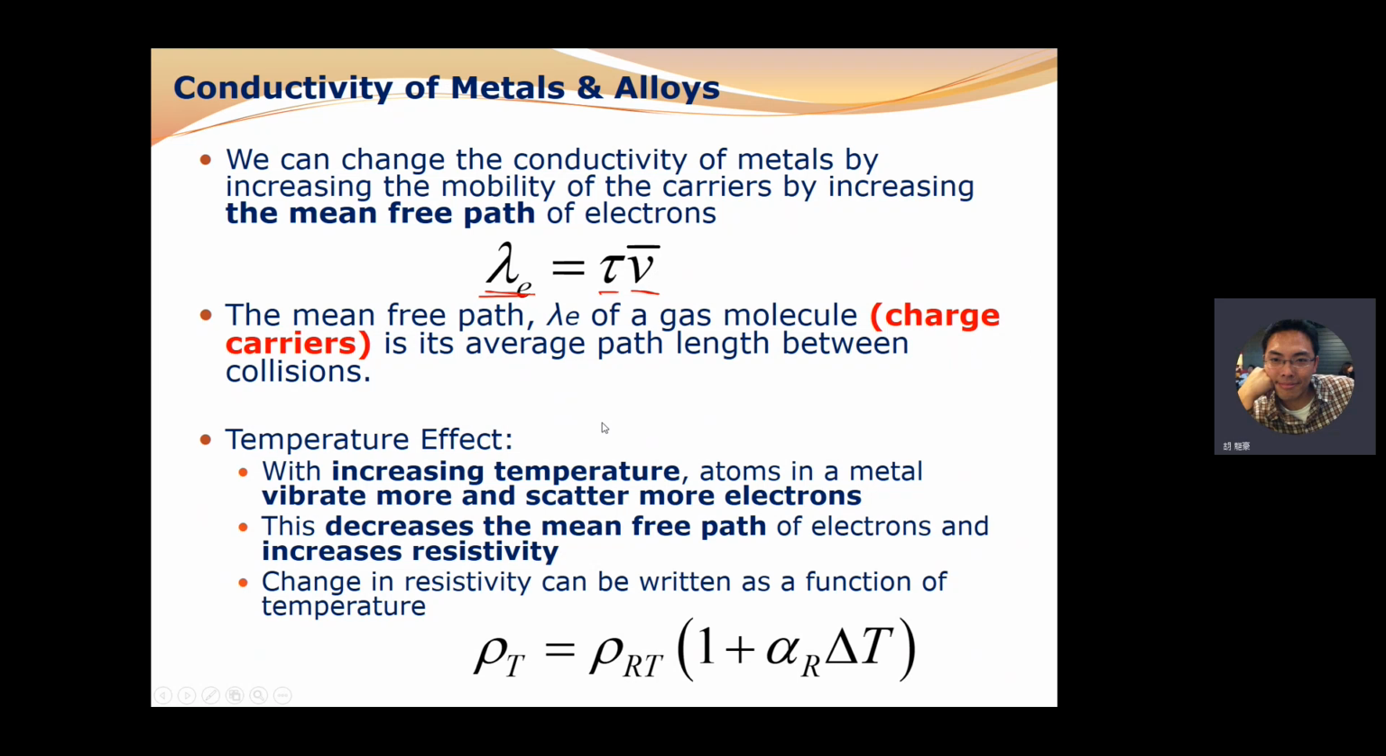And what is the temperature effect? How important is temperature for its electronic properties? With increasing temperature, atoms in a metal vibrate more and scatter more electrons, and this decreases the mean free path of electrons and increases the resistivity. The change in resistivity can be written as a function of temperature. It's an experimental function.